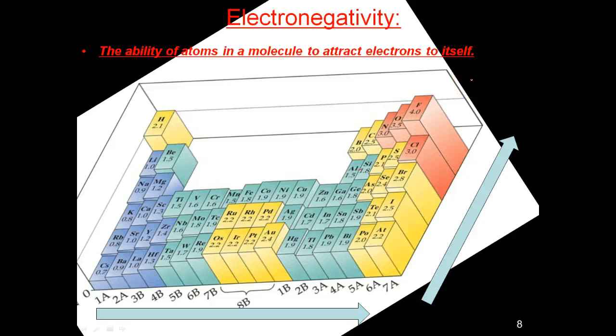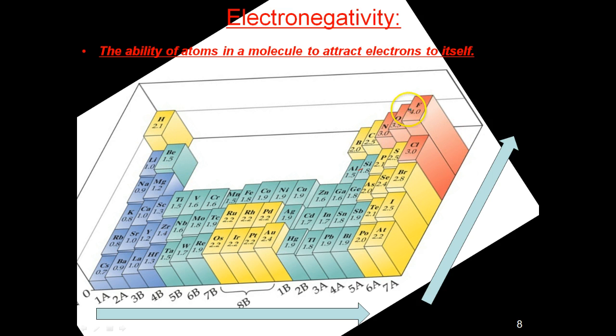This particular concept is very important to the types of bonding and characterizing the types of bonding for atoms. Electronegativity is the ability of an atom in a molecule or an ionic compound to attract electrons to itself. So the atoms basically are not created equal, do not have the same desire or proclivity to attract electrons to itself.